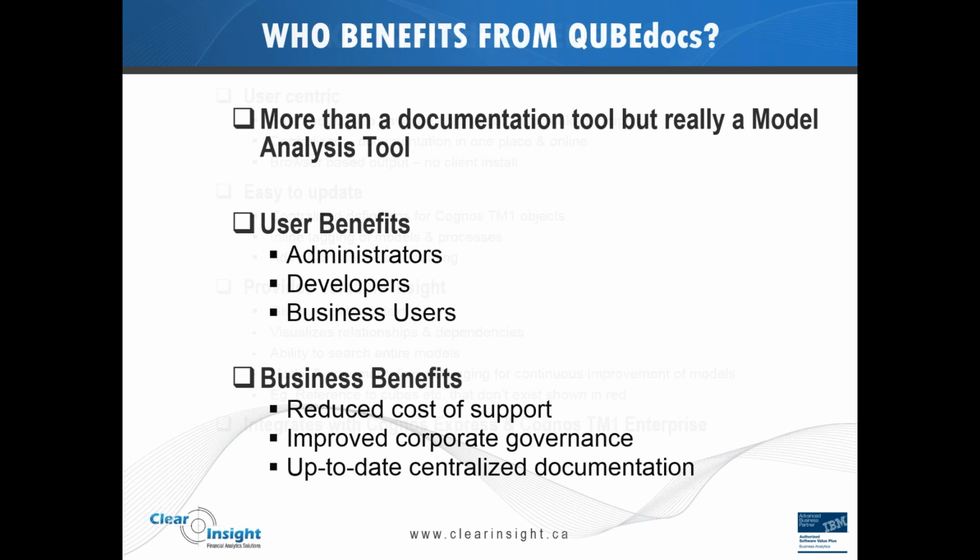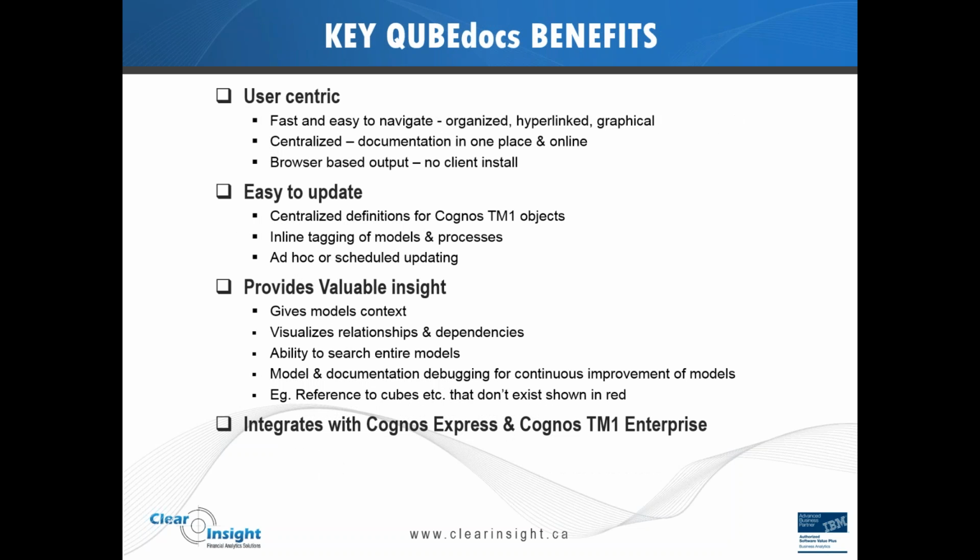So, some key QUBEdocs benefits. Well, it's user-centric. It's designed for end users so that you can understand and navigate your models. The output that comes from QUBEdocs is HTML output, and so it can be read within your browser, so it can be accessible very easily to any number of individuals in your environment. And so it's very easy to expose to all the users that you want. We talked about the updating a little bit, and you'll see how it can be updated on a continuous basis in a variety of ways, and then also, of course, to give you the insight on your models.